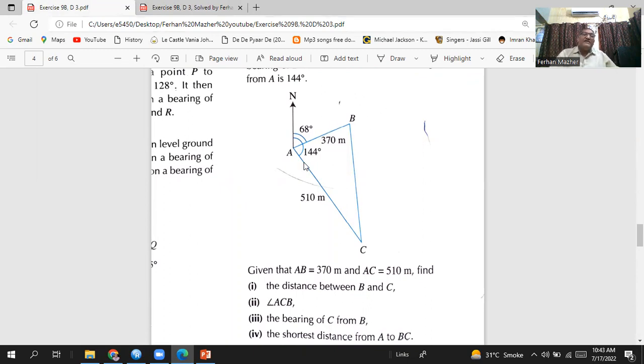You see, I know this side, I know this side, and I can find the angle between AB and AC. That will be 144 minus 68. If you know this angle and the two sides, you can apply the law of cosine and find the BC side. Then their question is, what is the value of ACB? Once I know all 3 sides of this triangle, I can very easily, by using the law of sine or law of cosine, find the angle ACB. Then their question is, what is the bearing of C from B? Very easily we will be able to do that. I will explain that.